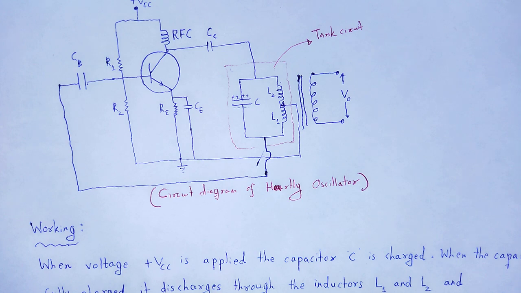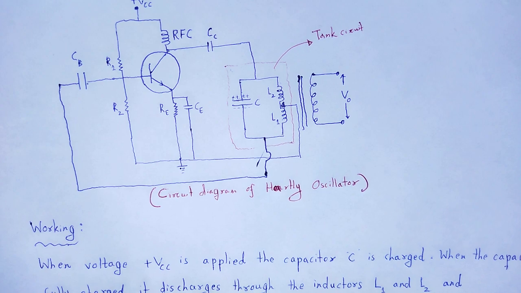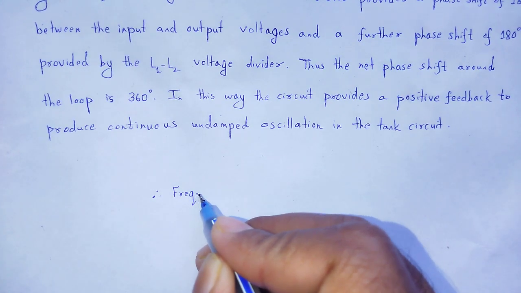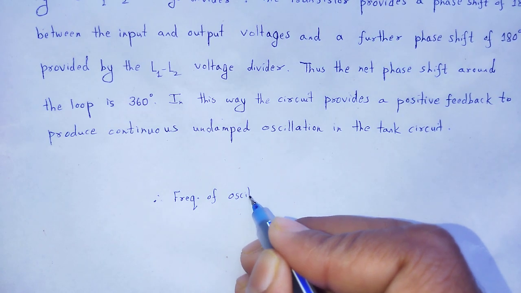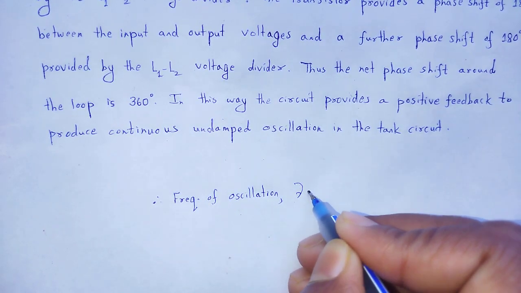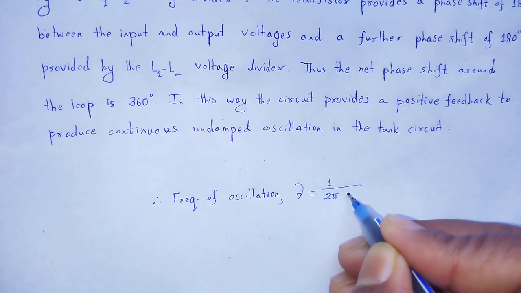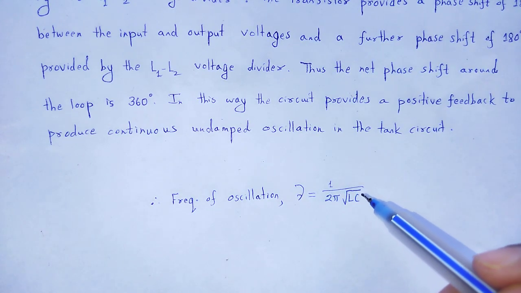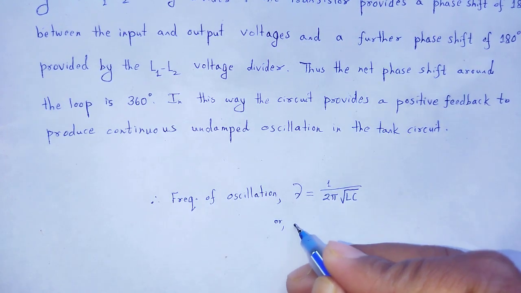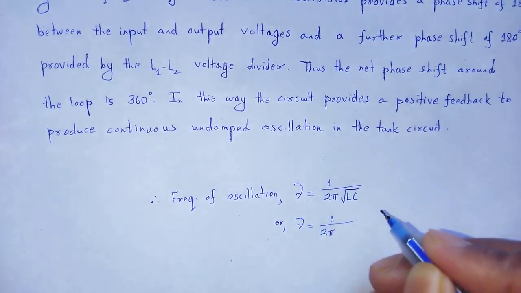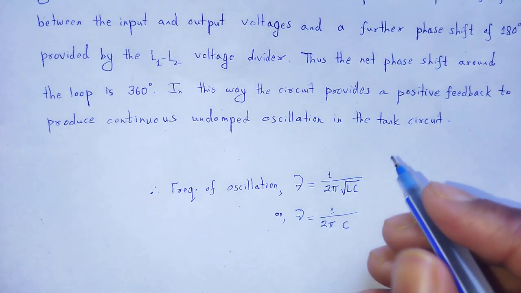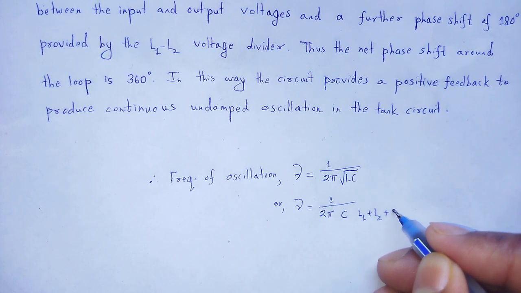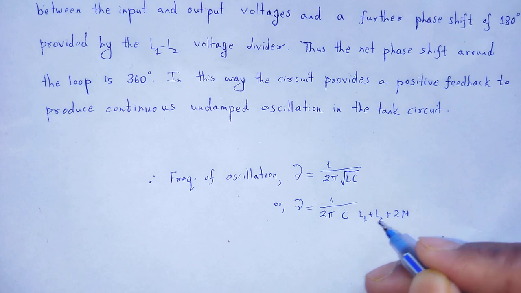In the Hartley oscillator, the frequency of oscillation nu is equal to 1 divided by 2 pi under root of LC. As we are dealing with a tank circuit, that is the frequency response of the tank circuit. Here, the net inductance is L1 plus L2 plus 2M, where M is the coefficient of mutual induction.